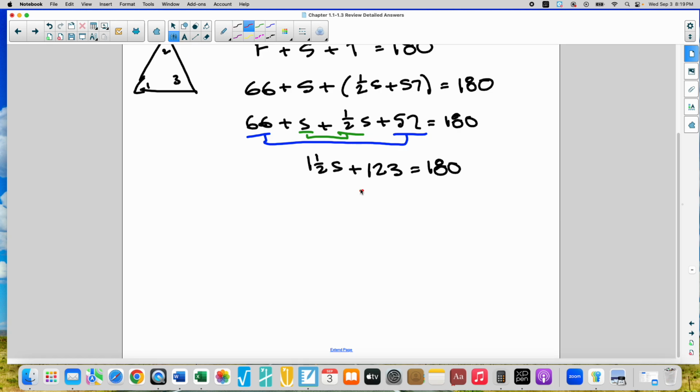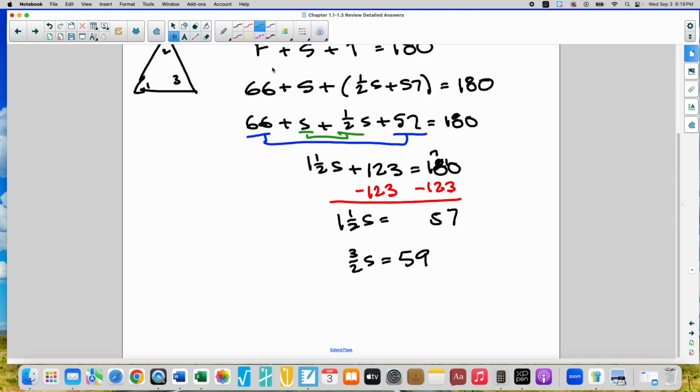Let's subtract 123. Subtract 123. 1 and 1/2 S equals 57. We have to convert that to a mixed or an improper fraction. Now we're going to multiply by the reciprocal, 2/3. Uh-oh, did I make a mistake? I kind of feel like I made a mistake here.